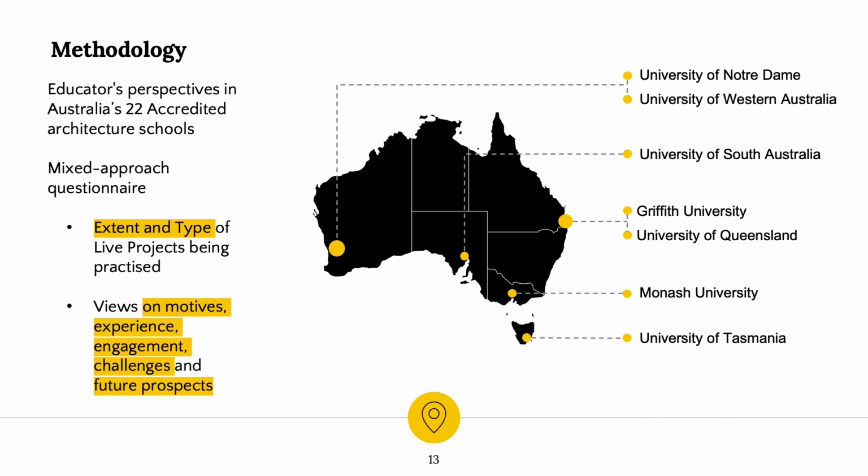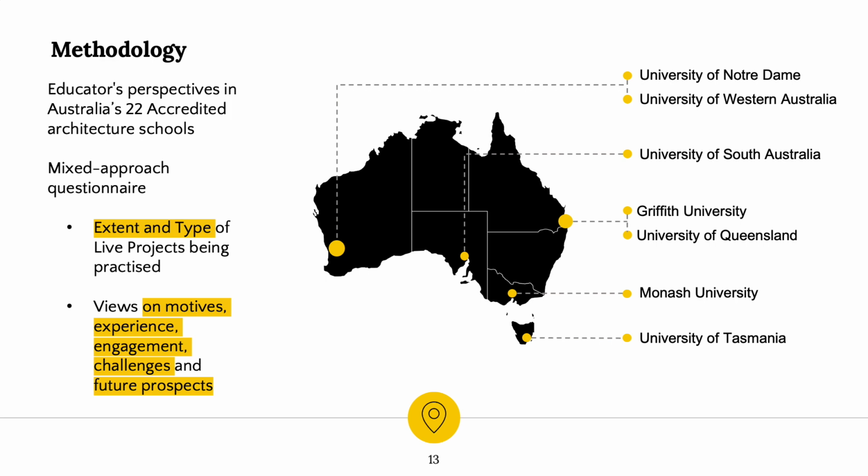The questionnaire was designed to gather information regarding, first, the extent and type of live projects being practiced in Australia, including things like group size, student experience, operational parameters, collaboration, funding, client times, duration, outputs, and learning outcomes. The second section sought live project educators' perspectives, including their motives, experience, engagement in scholarship, challenges, and future prospects.